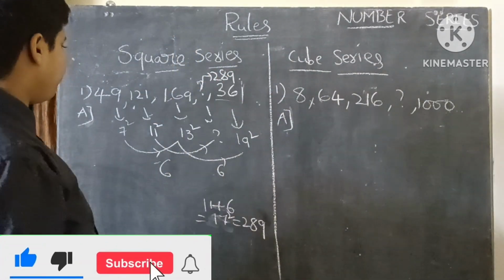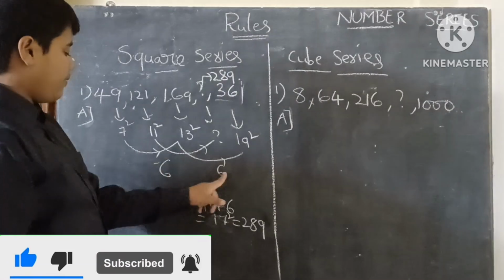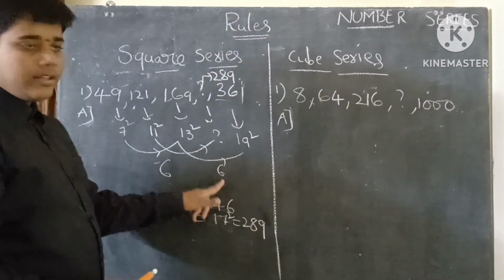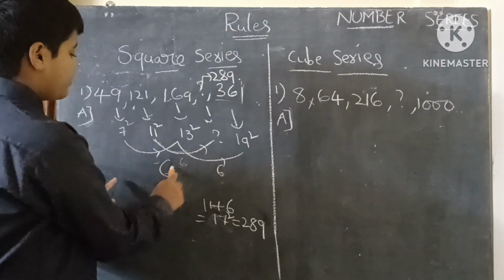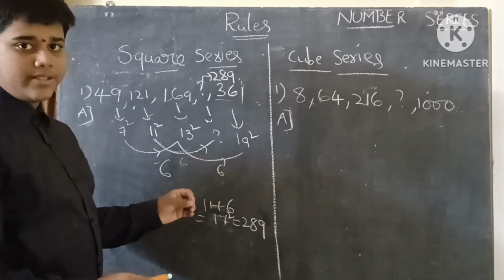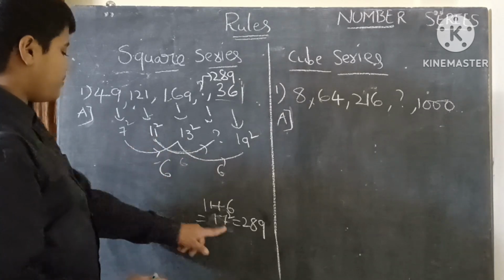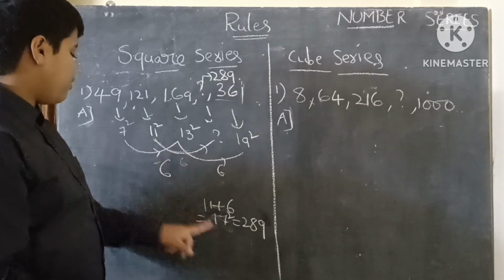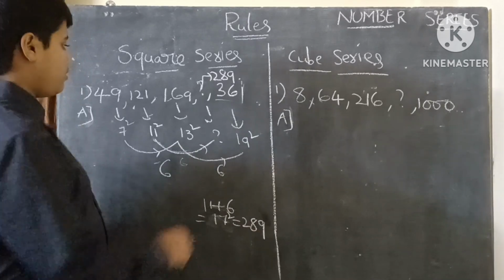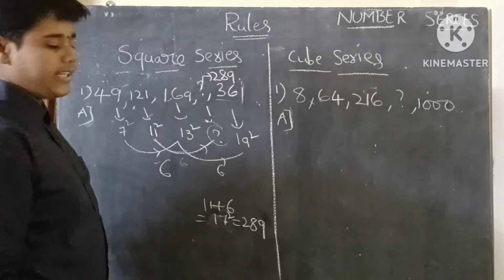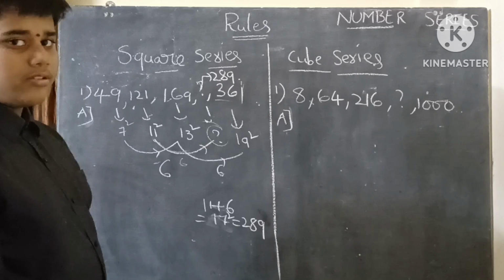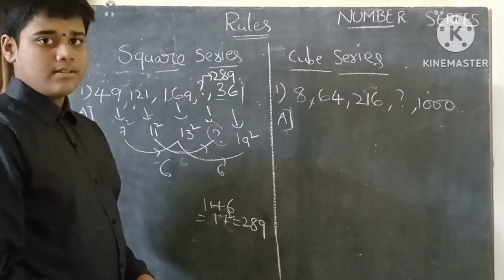I will explain again. Here alternately the difference is 6. Here also we have to take only 6 because we have to apply the same logic. So here 11 plus 6 means 17. 17 whole square is 289. So the unknown number is 289. Okay. So this is the square series.